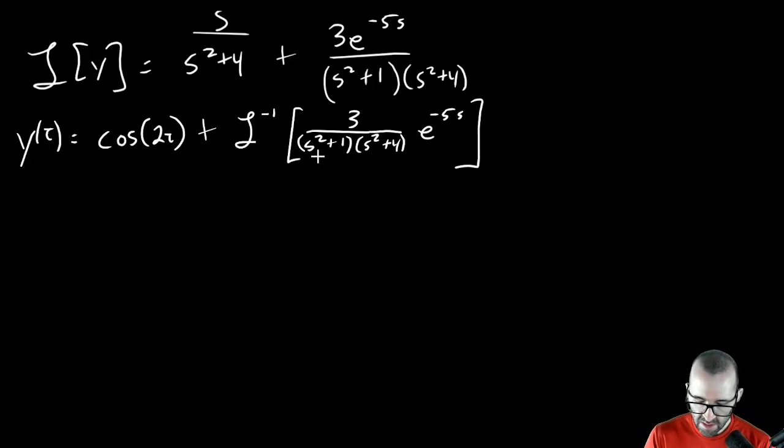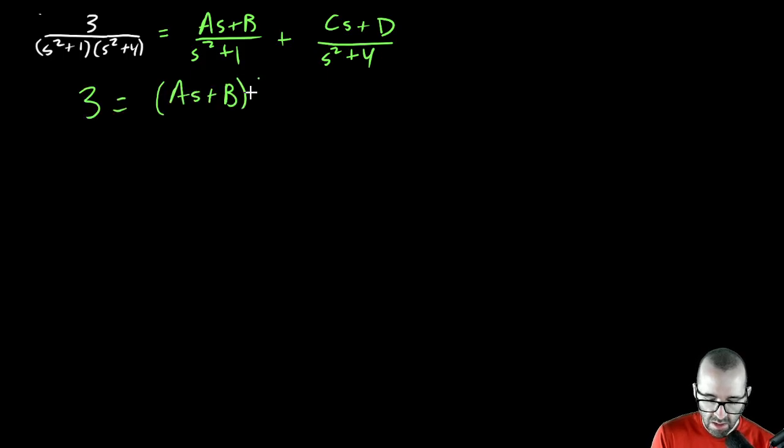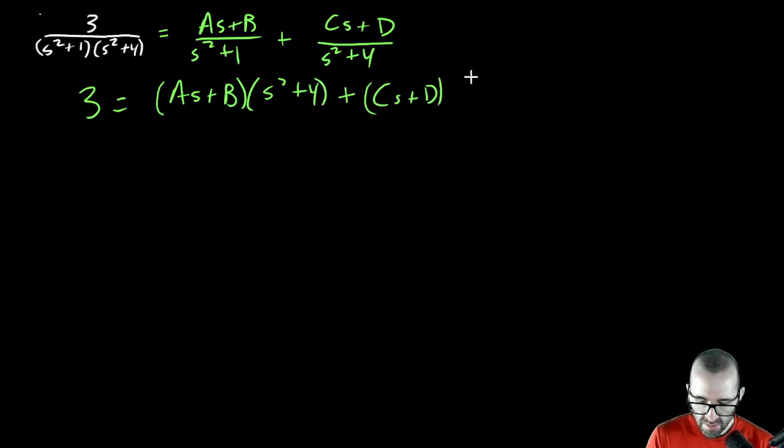So let's go off to the side and find this. And actually, I'm going to give myself more room than I did last time. We are going to go off to the side on the next page. That'll be as plus b over s squared plus 1 plus cs plus d over s squared plus 4 multiplied by the LCD. We'll get as plus b times s squared plus 4 plus cs plus d times s squared plus 1. And this needs to be true for all s, so specifically when s is 2i, it should be true.